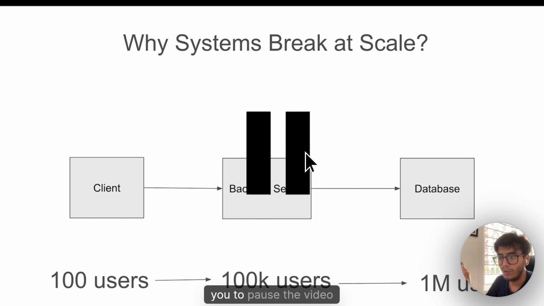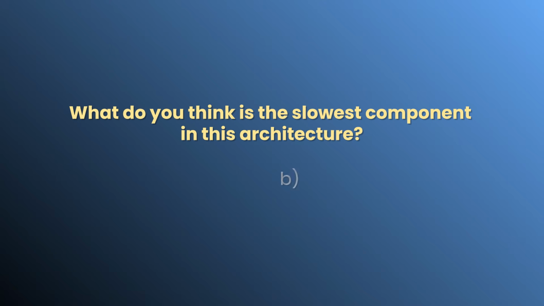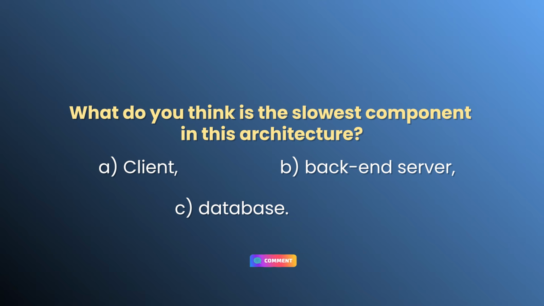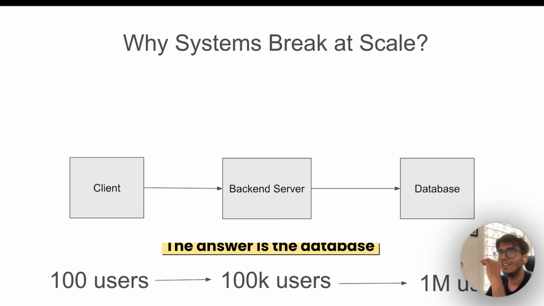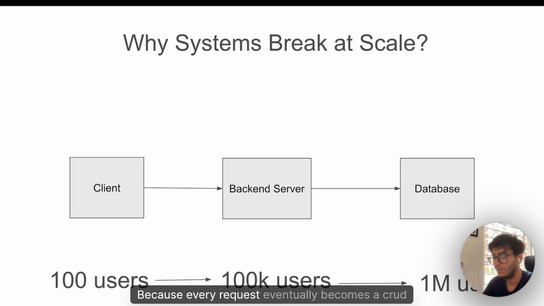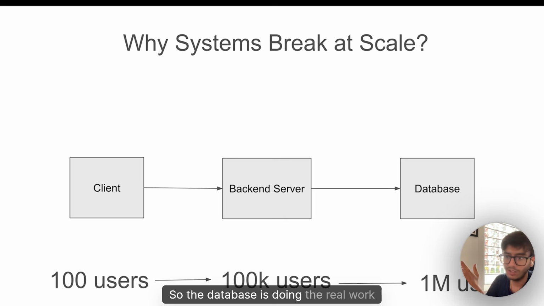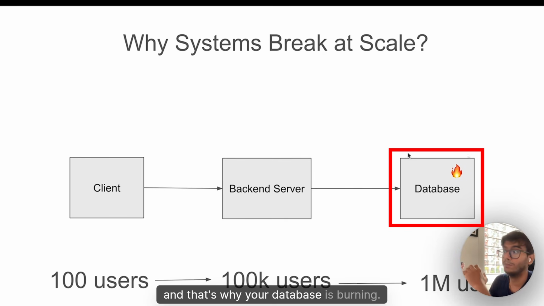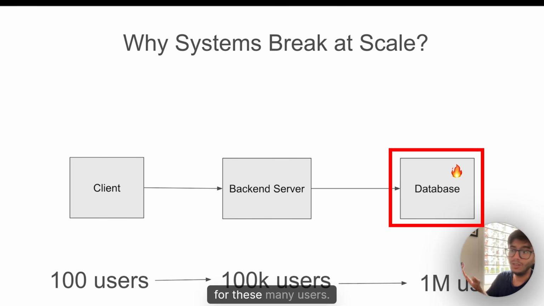Now I want you to pause the video and answer this. What do you think is the slowest component in this architecture? Client, backend server, and database. I think you have already answered it. If the answer is server, you're wrong. The answer is the database because the database is the real heart of this architecture because every request eventually becomes a CRUD operation. Select, insert, update, delete. So the database is doing the real work. And that's why your database is burning now. Your database has become the bottleneck because your database can't scale further for these many users.